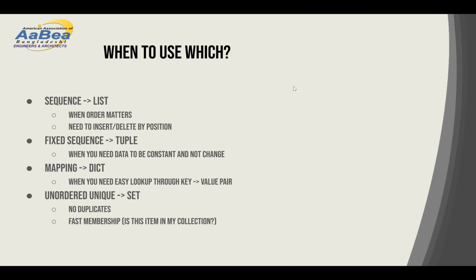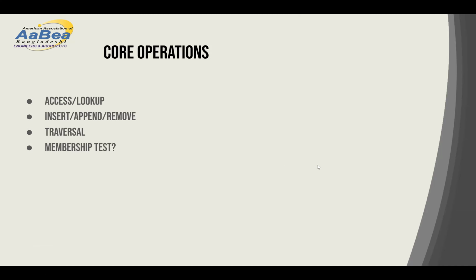And then we have the unordered unique, which is a set. And essentially with a set, when we refer to unique, we want it to have no duplicates, right? So that's the difference between that and a list. And then another benefit to having a set is fast membership. Essentially what this means is you want to ask the question, is this item already in my collection, right? If it is, then it's not a part of the set because then it wouldn't be unique anymore, right? That's the key differences between each of the different types of data types and data structures.